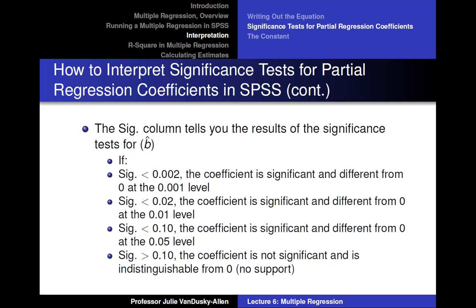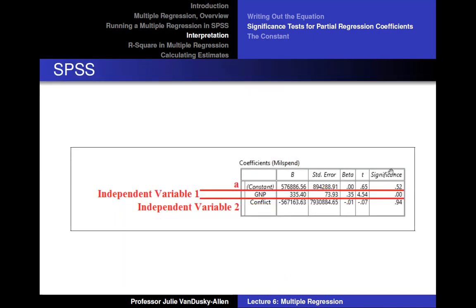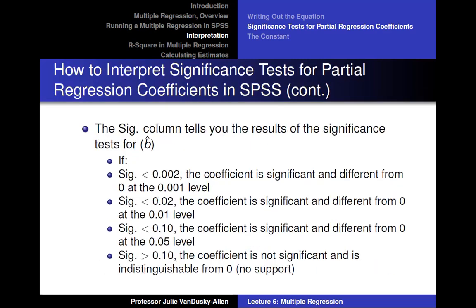Okay, so the next step is to look at the results of the significance test for b hat in SPSS. This last column here, sig, tells you the sig value for each b hat. If the sig value is less than 0.002, then the coefficient is significant and different from 0 at the 0.001 level. If not, move on to the next step.